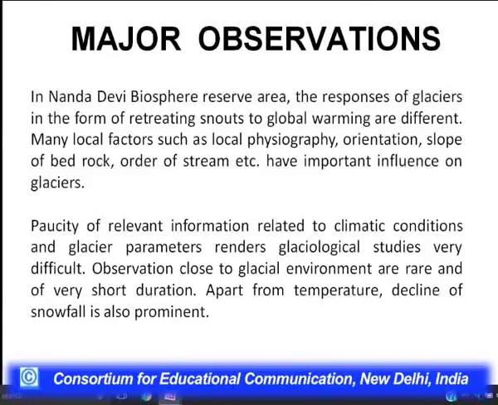Here I would like to put before you the major observations, and particularly I would like to take the case of the Nanda Devi Biosphere Reserve, because I am discussing the Nanda Devi Biosphere Reserve area where I supervised this PhD work. The response of glaciers in the form of retreating snouts to global warming is very different in different areas. Very broadly speaking, in the central Himalaya we have more retreat in comparison to the western Himalaya. Many local factors such as local physiography, orientation, slope of bedrock, and order of a stream have important influence on the glaciers. Paucity of relevant information related to climatic conditions and glacier parameters renders glacier study very difficult.